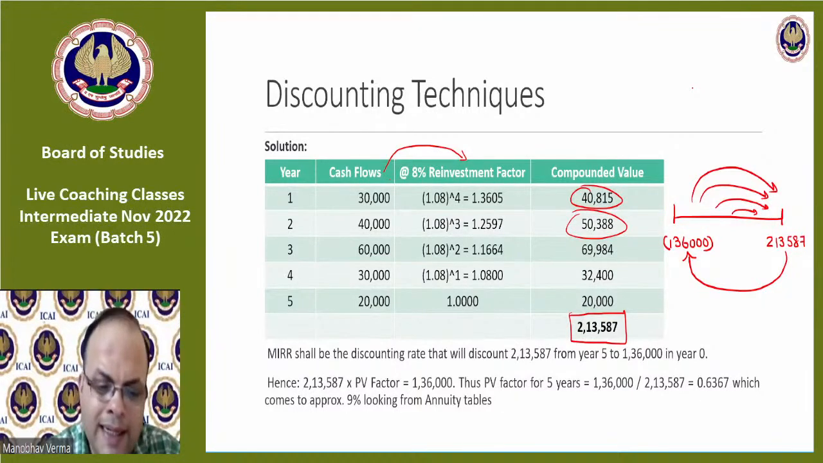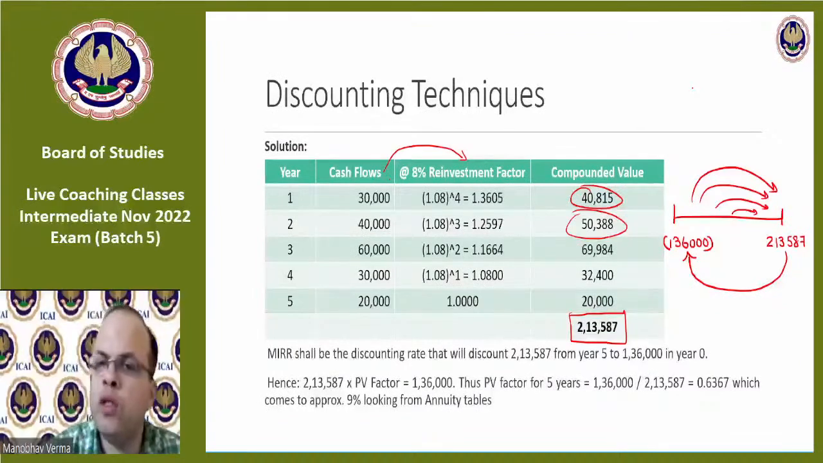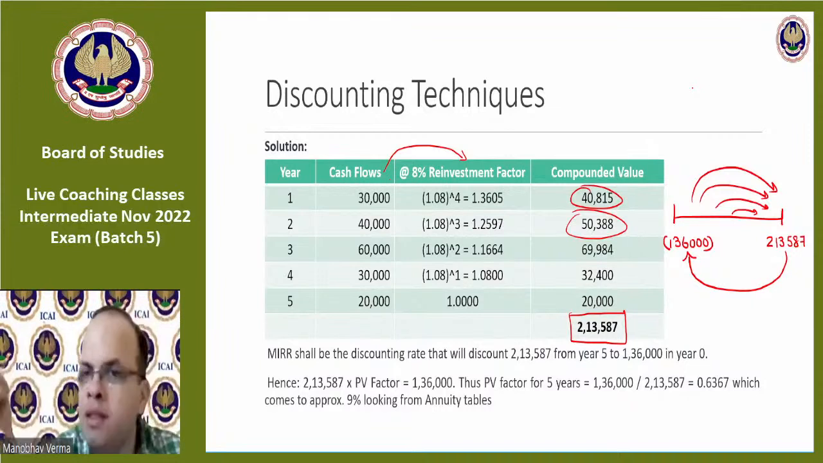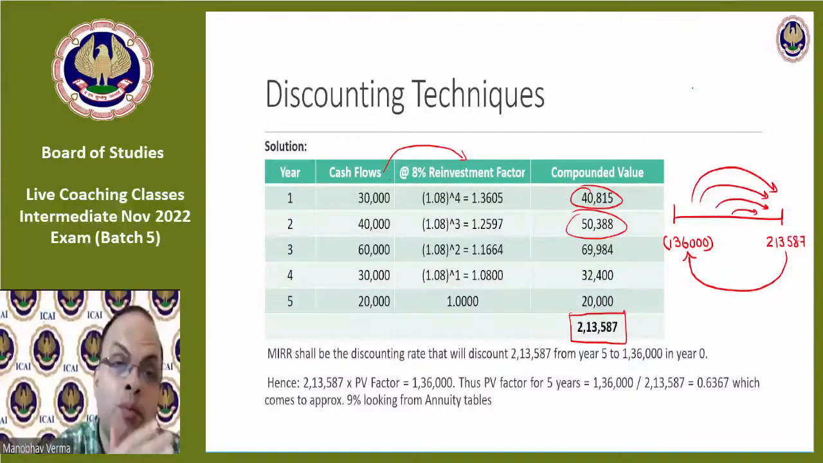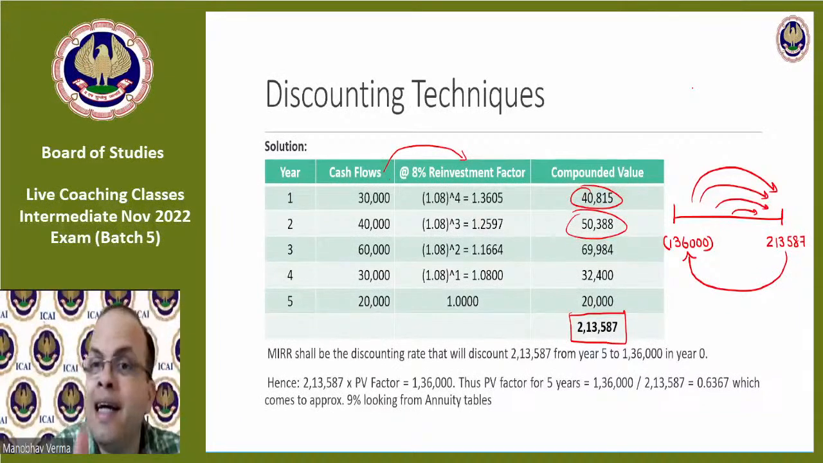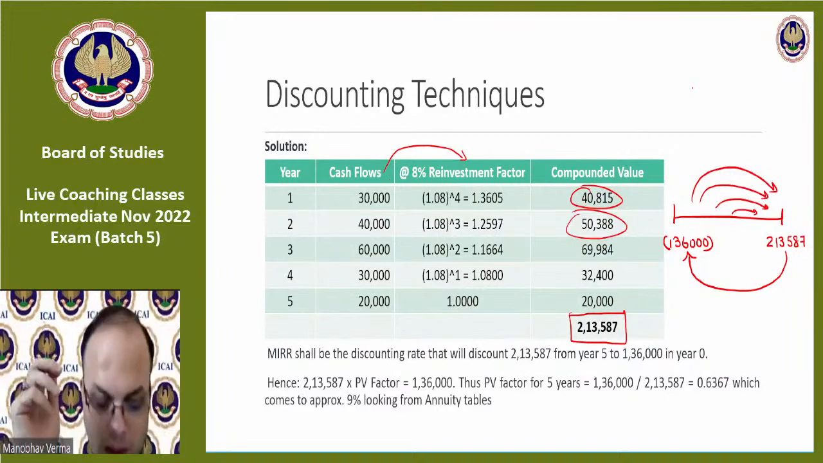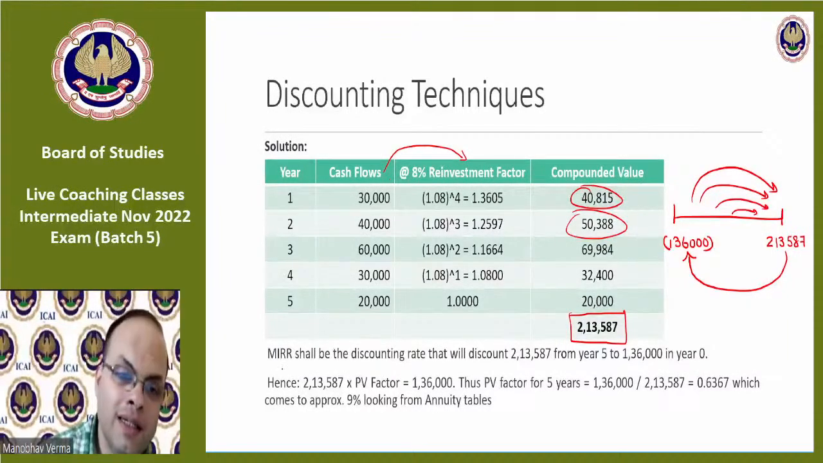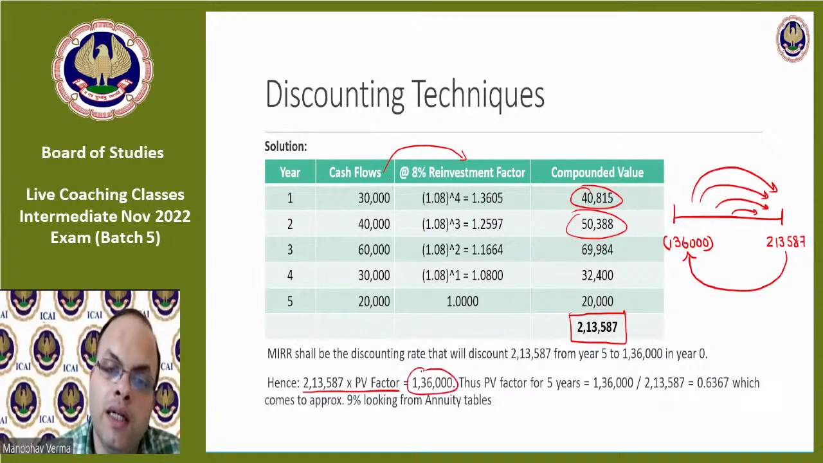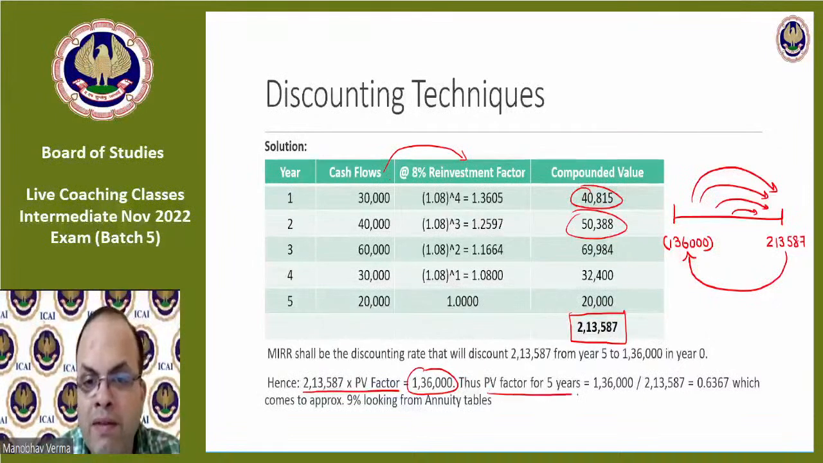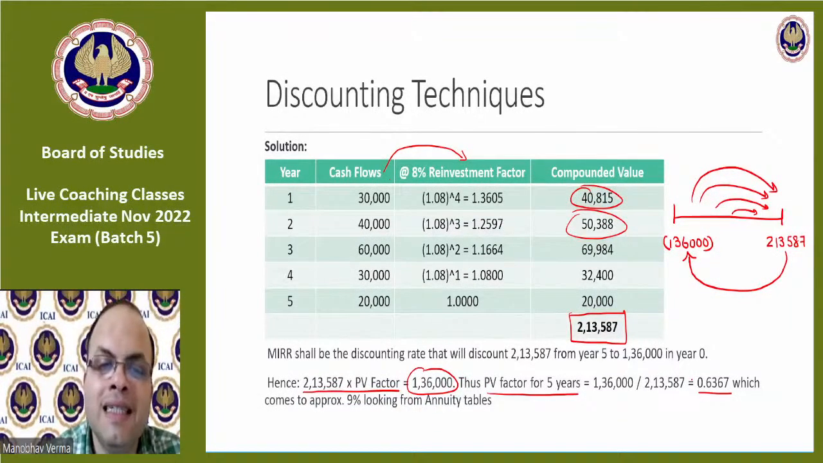Are you getting it, guys? Basically, we compounded all the cash flows towards the end, and now we are left with two numbers: one at the end of the project, one at the beginning. So we just need to calculate the rate at which the present value of that single number equates to 1,36,000. 2,13,000 into the present value factor will give you 136, and hence the present value factor for 5 years would be 0.6367. When we look at the annuity table, it is approximately 9%.